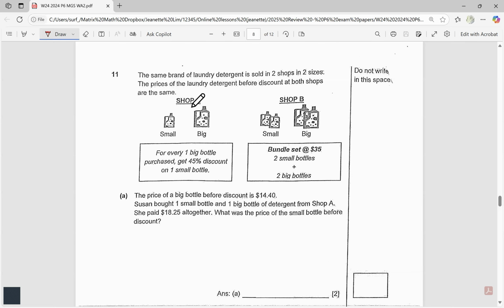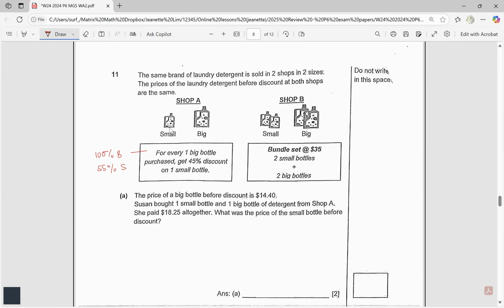Okay, so the discount given in shop A is that if you buy one big bottle, you get 45% off the small bottle. So for the big bottle, you're actually paying 100%. But for the small one, you only pay 55%. Now the big bottle, no discount. Discount is only for the small.